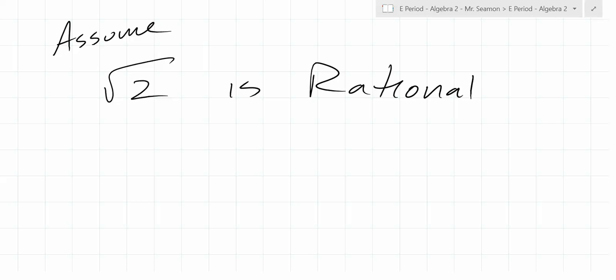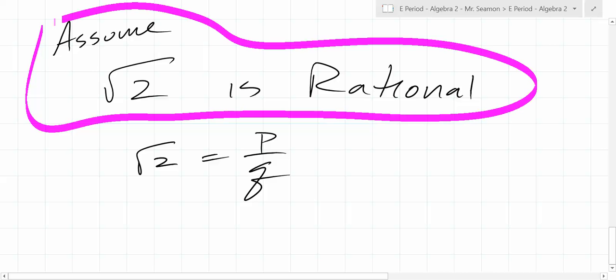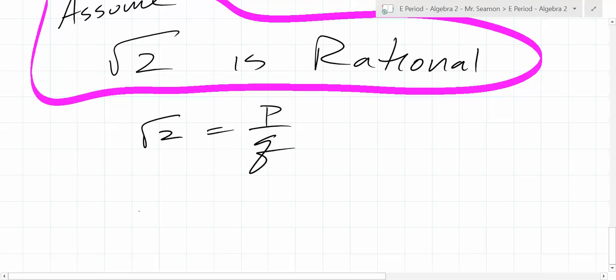If we assume root 2 is rational, what does that mean you can write it as? So root 2 equals some fraction P over Q. If we assume this is true, root 2 is some fraction. If that is true, could I multiply both sides by Q? If that's true, is this true? Sure. If the first line is true, it follows that this is true.